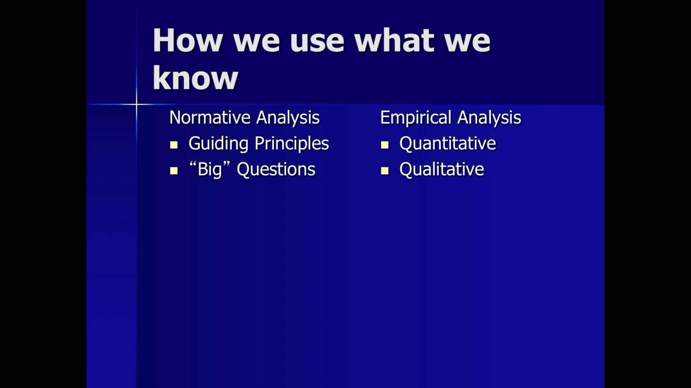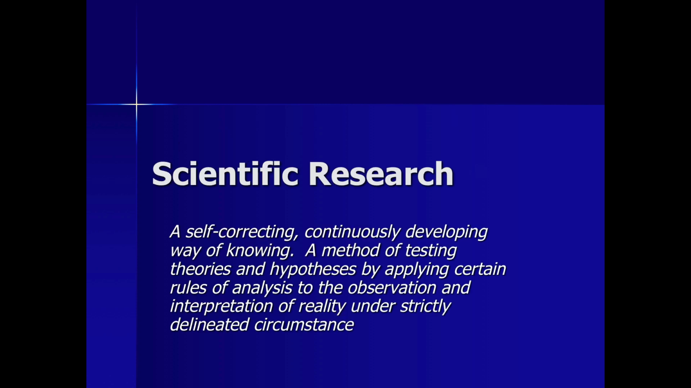Both quantitative and qualitative research are scientific. It tends to be that people look at quantitative research as more scientific sometimes, particularly in the context of the things that we talked about earlier this week when we talked about hard science versus social science. But the reality is, because we know from our conversations on Wednesday that science is a process, not an outcome, or not the data we're collecting, we can do qualitative research scientifically as well. So they both fall under this definition of scientific research, which is a self-correcting, continuously developing way of knowing, a method of testing theories and hypotheses by applying certain rules of analysis to the observation and interpretation of reality under strictly delineated circumstances.